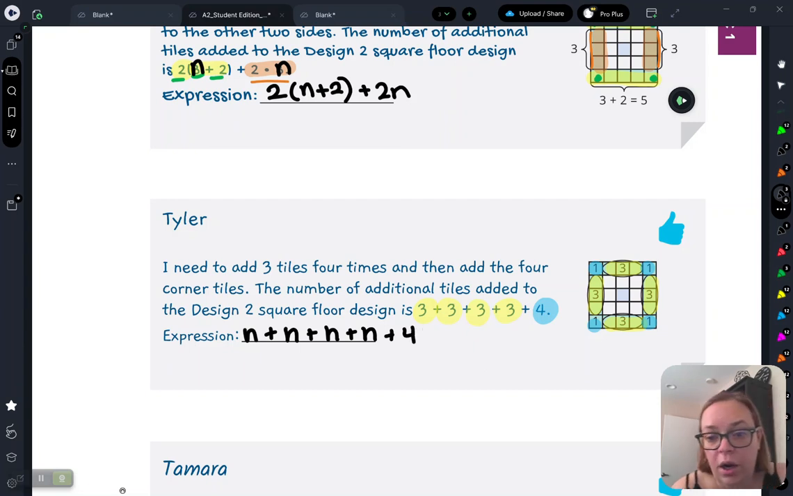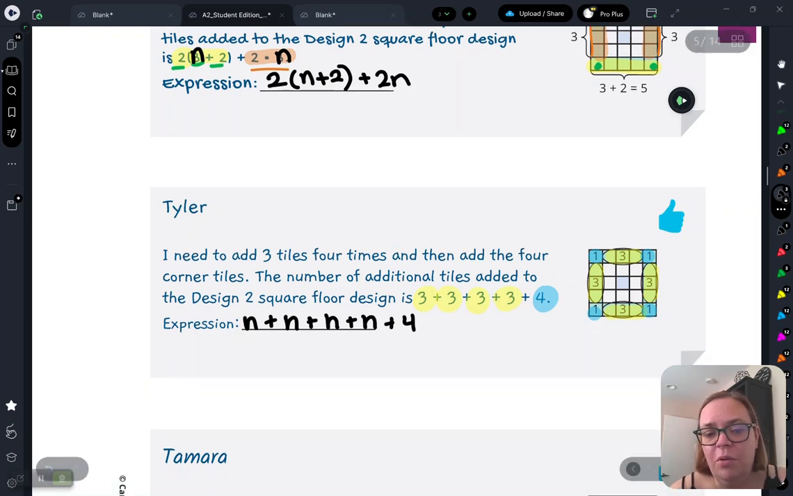It technically works, it's just not the most efficient because we know we can combine like terms, but we'll get to that later.